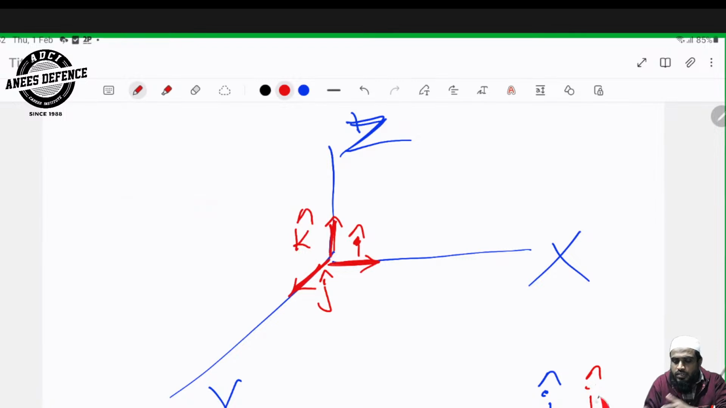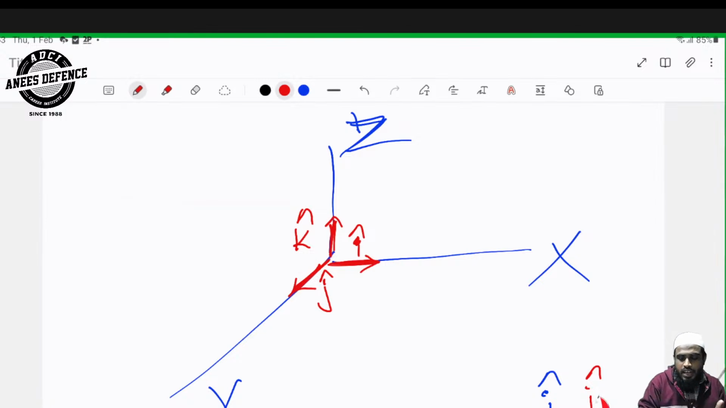So what is the angle between X, Y, Z? What is the angle between X and Y? 90 degrees. What is the angle between X and Z? 90 degrees. What is the angle between Y and Z? 90 degrees. So what is the angle between I and J? 90. I and K? 90. J and K? 90. Okay.